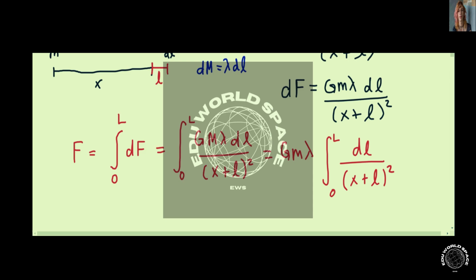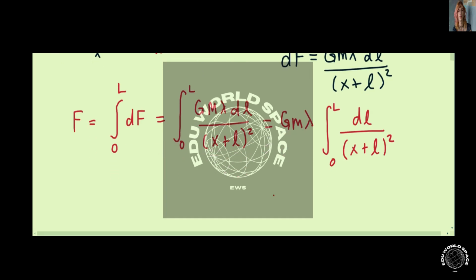So this is actually a fairly easy integral. Even though we do have that extra x inside, it doesn't matter too much. The x is just a constant, of course. So the antiderivative of that is going to be minus 1 over x plus l. And if you don't see why, then just take the derivative, make sure you get the original expression. And you do need to use the chain rule for that. And we're going to apply that from 0 to L.